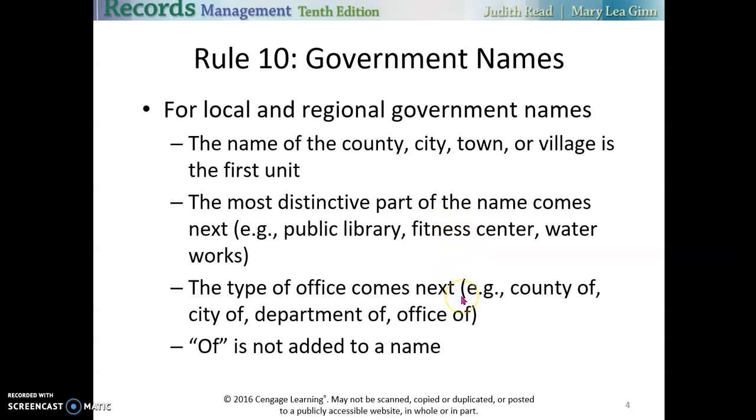And then finally, when you have things like county of, city of, department of, that would be next. If it does not have the word "of" in it, you do not add it. You only use it if it's already included as part of the official name. So "of" is not added to a name. It's only used if it is part of the official name.